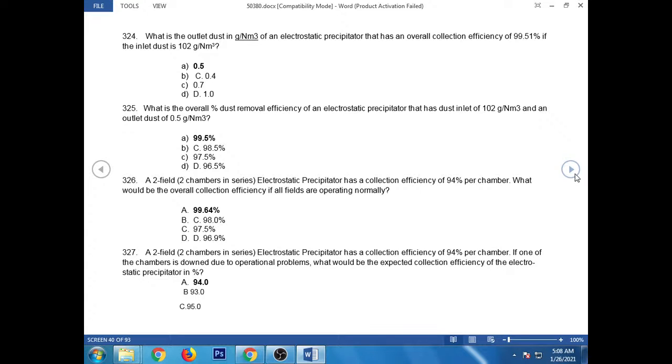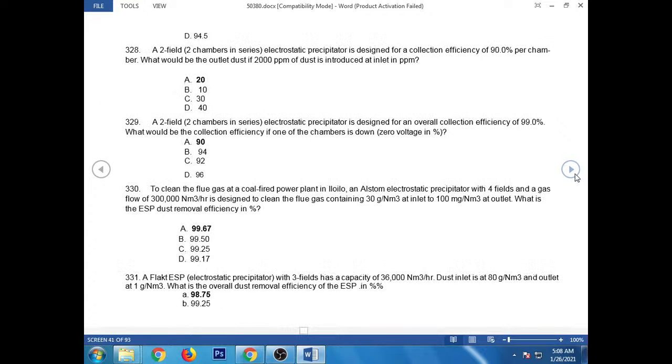Answer: 99.64%. A two-field, two chambers in series electrostatic precipitator has a collection efficiency of 94% per chamber. If one of the chambers is down due to operational problems, what would be the expected collection efficiency of the electrostatic precipitator in percent? Answer: 94.